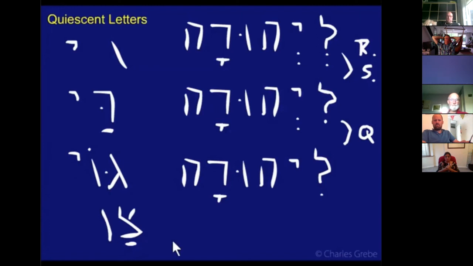There you have a Vav at the end, functioning as a consonant. Tzav means command. It's the word to command in the imperative form. So you're telling someone, command these other people to do whatever.